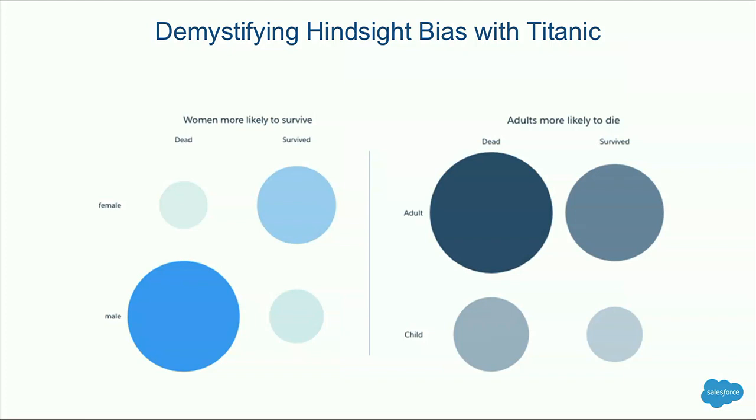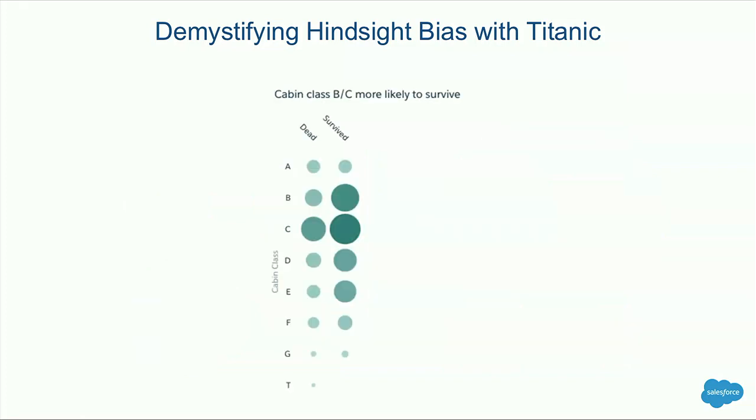It turns out women are more likely to survive the crash. Adults are more likely to die, because I think priority was given to younger kids and babies to get onto the lifeboat. And also, higher cabin class passengers are more likely to survive. It's obvious, kind of, because those are more expensive tickets. They were probably given priority to get to the lifeboat.